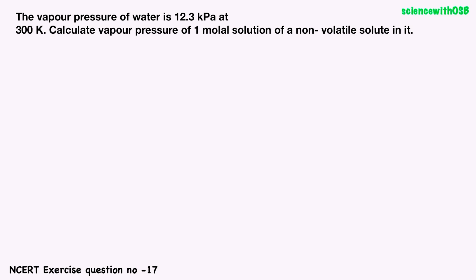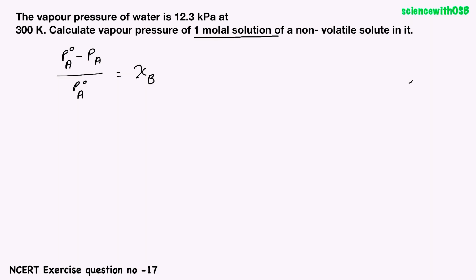In such a case, if you see such a context, no doubt the question is connected with relative lowering of vapor pressure. Directly hit that equation. What is the equation? (PA standard minus PA) by PA standard is equal to xB. What is PA standard? PA standard is vapor pressure of pure solvent. What is PA? Vapor pressure of solution. And xB is the mole fraction of the solute.